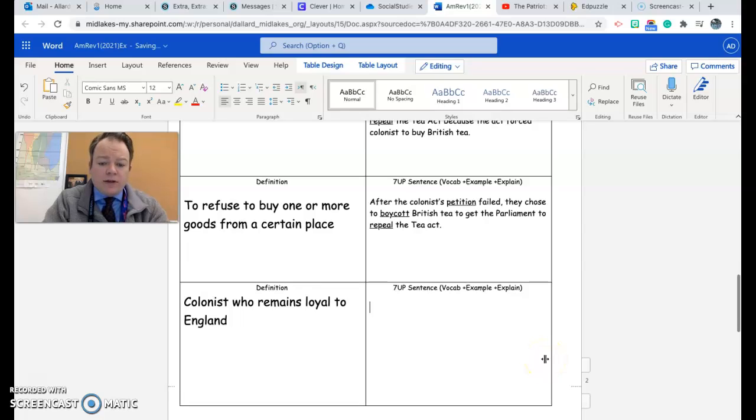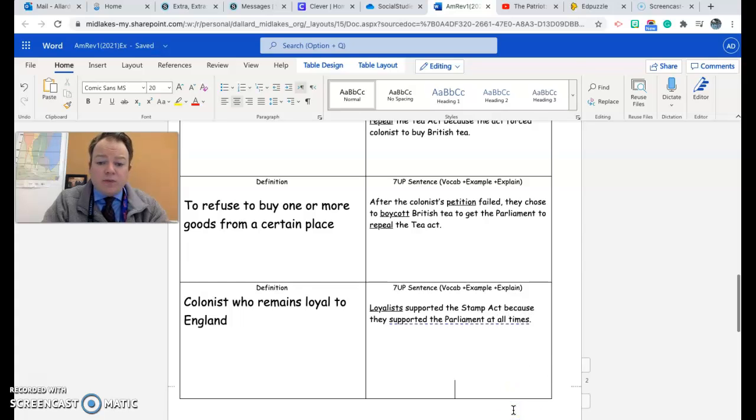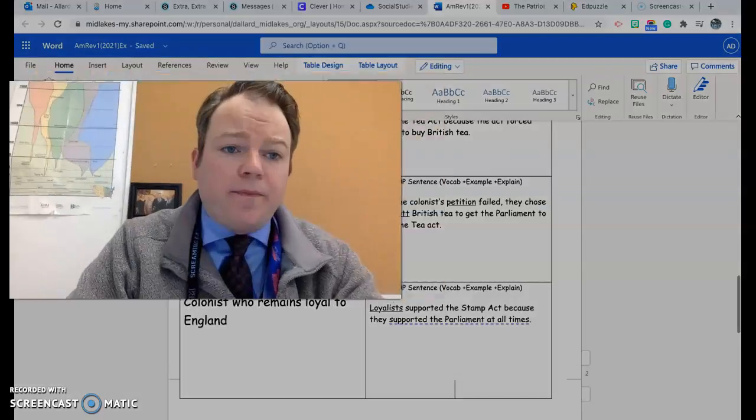Loyalists, get my sentence underlined here. Loyalists supported the Stamp Act. Now, why would they do that? Because they supported England. They supported the decisions by the Parliament. They probably thought, hey, yeah, we need to get rid of this national debt, because they supported the Parliament at all times. That was what a loyalist did. The Stamp Act was something from the Parliament, so they would go ahead and support that.